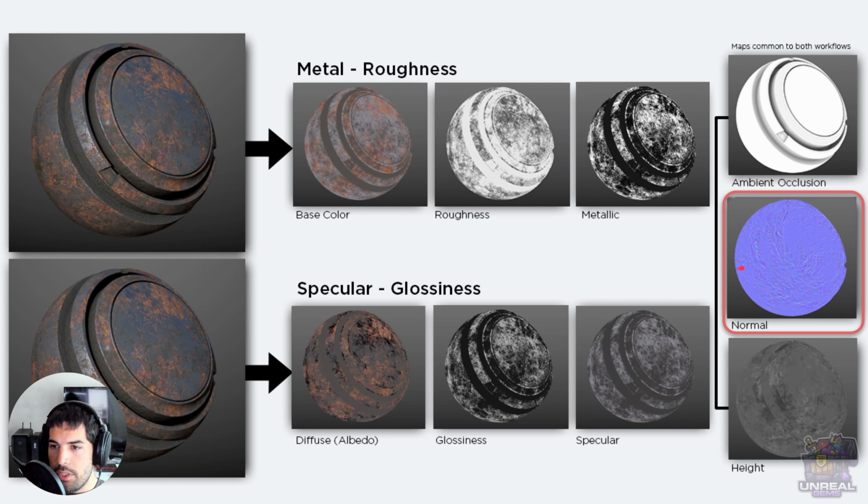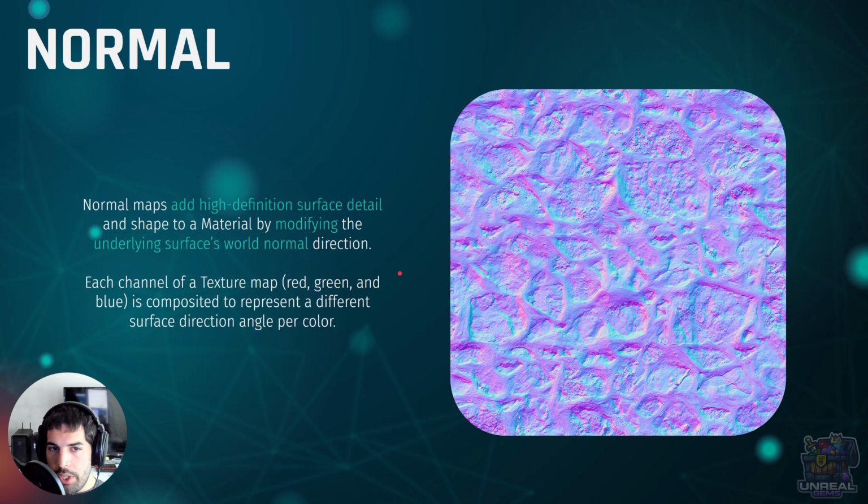This map is used with the height map to provide detail from a high poly mesh to a low poly mesh. So you can bring extra detail without extra geometry. Okay, so the normal map is quite simple. It brings, as I said before, high definition surface detail from a high poly mesh to a low poly mesh, and it does it by modifying the normals of the mesh depending on the pixel values in the normal map.